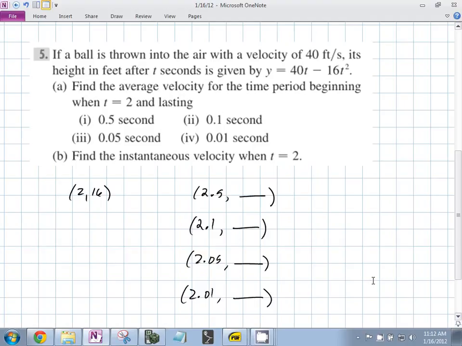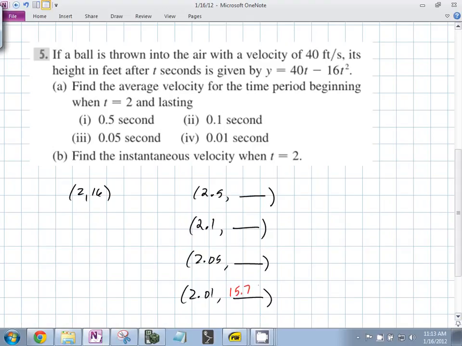Did anybody actually do it this way? Can someone give me, when you plug in 2.01, does anybody have the actual value right there? Does anybody have that? What do you have, Kate? 13 point what? Is that exact?